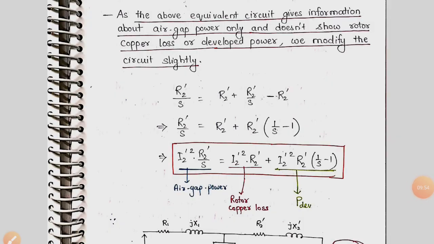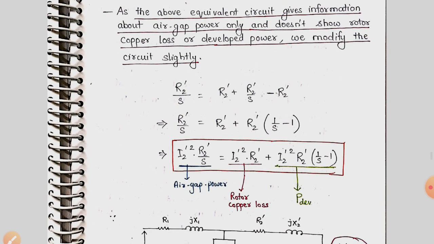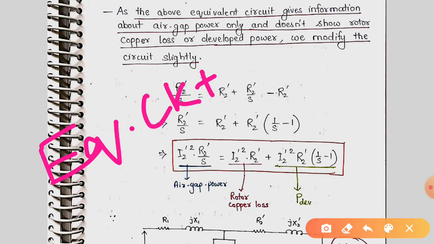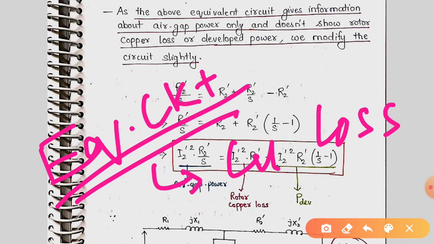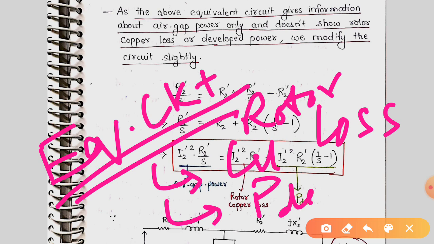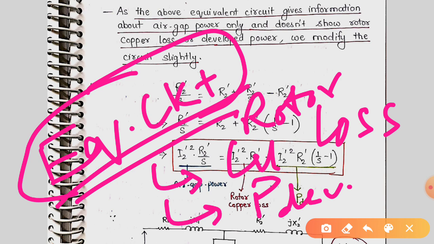Now we can also simplify the equivalent circuit which we have seen already and represent it in a manner which is easier to understand. It can be simplified into a simpler form where we can easily see the rotor copper loss and also the developed power. This is easily visible from the equivalent circuit. So we are now going to simplify the equivalent circuit.